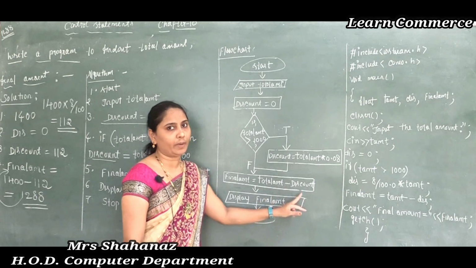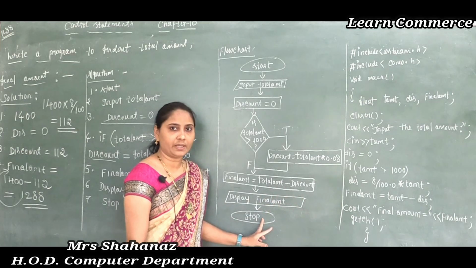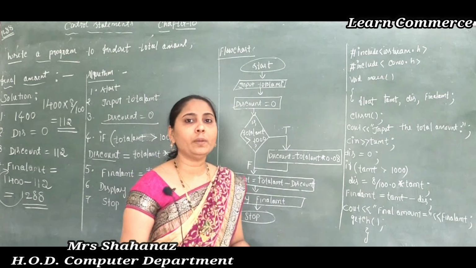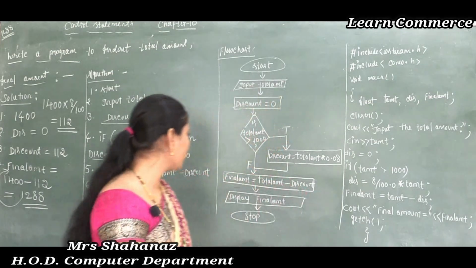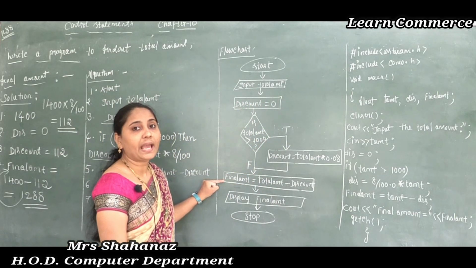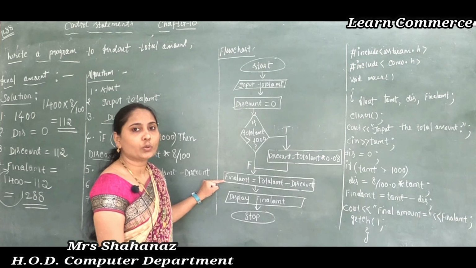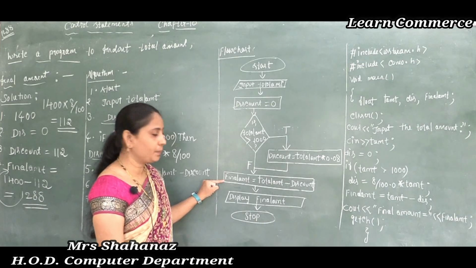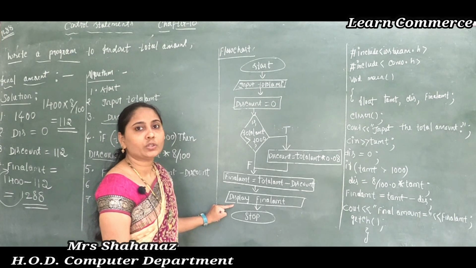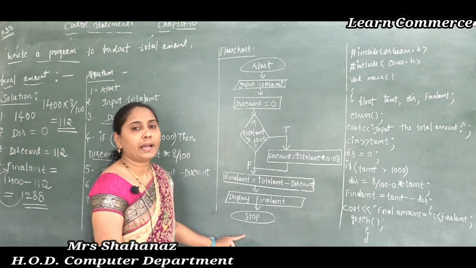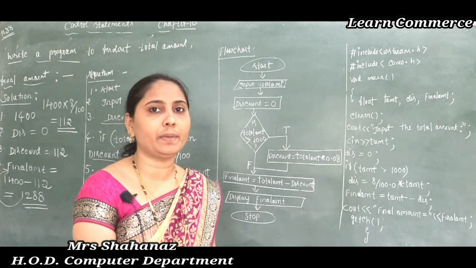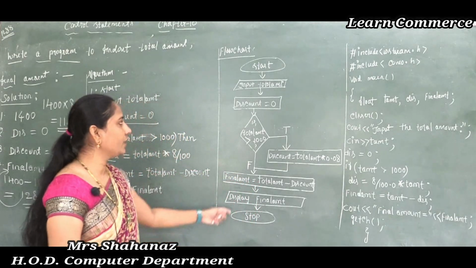So total amount minus discount, later we will display the final amount, and lastly stop the algorithm. So clear this point here? So the final amount, that means here also we are doing the calculation of the final amount. So this symbol is the process symbol here, and also the final amount I want to display, so this symbol is the output symbol, and lastly we need to stop the program by using the symbol. The symbol name is the terminal symbol. So clear this point here?